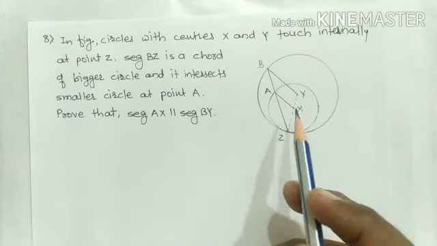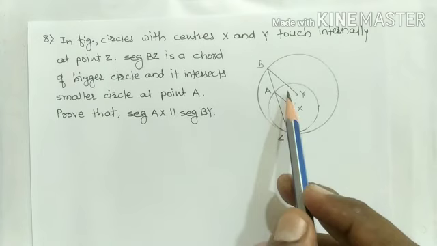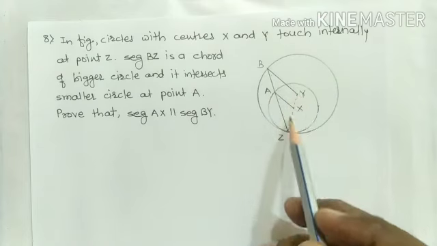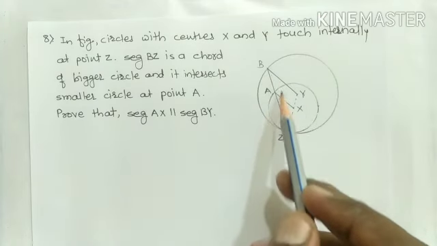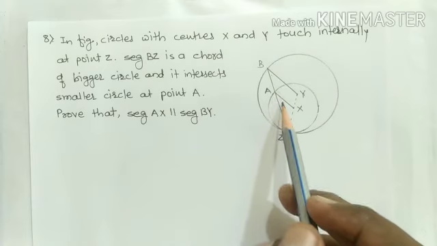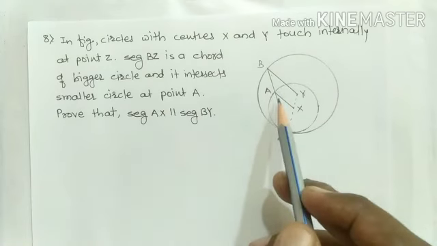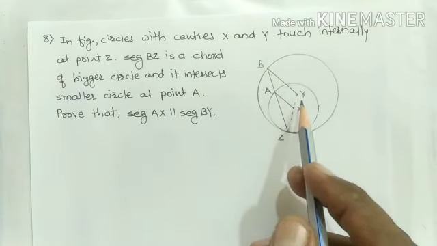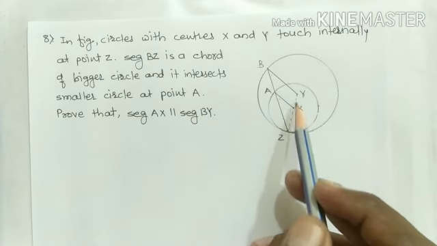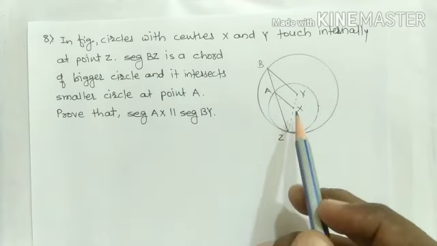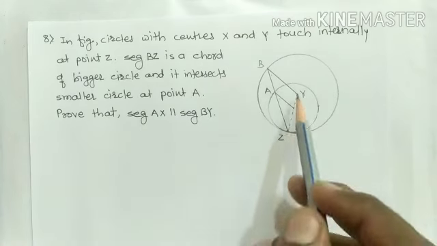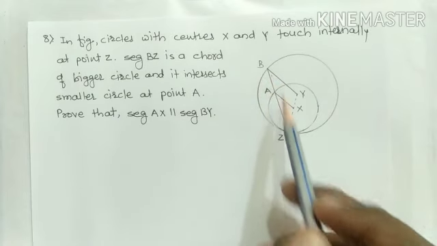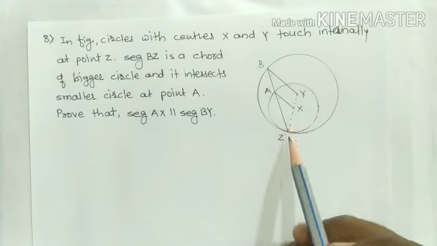Now to prove this AX parallel BY, if we can prove that these two angles are congruent, angle ABY and angle ZAX, then these are the corresponding angles, and if these two angles are congruent, then AX is parallel to BY by corresponding angles test. To prove this, first we have to prove that points Y, X, Z are collinear, because in triangle YBZ, YB equals YZ, radius of the same circle, and this angle is congruent to this. First we have to prove that these are collinear.